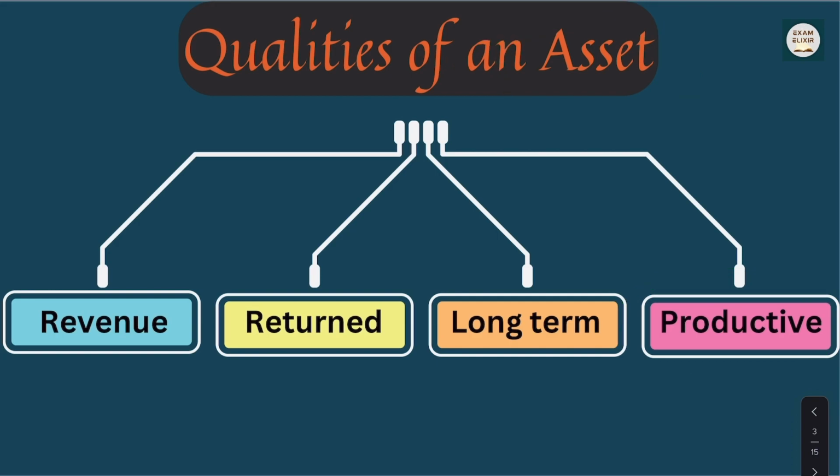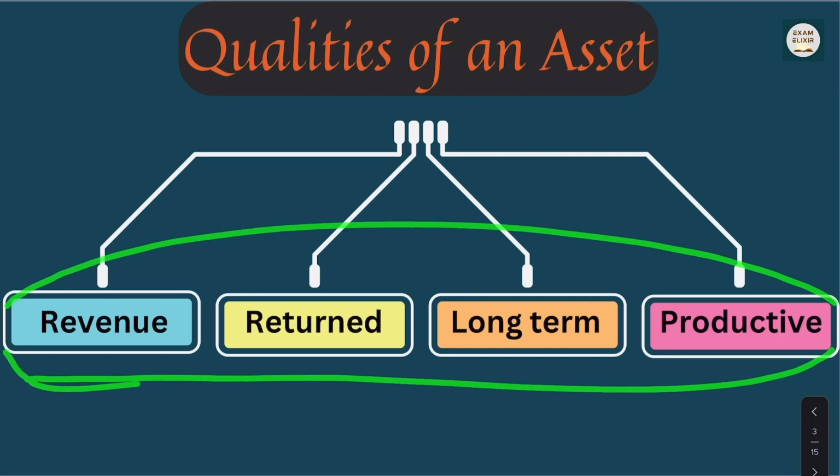So these are four important qualities of an asset. You take any example, you will see that either two or more of these qualities will be present to call that as an asset.